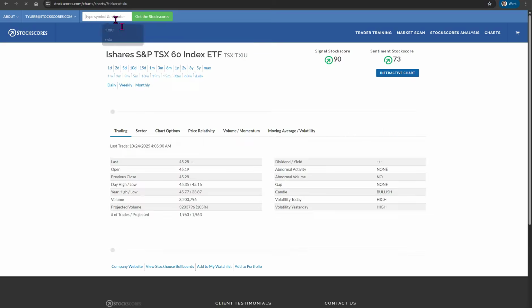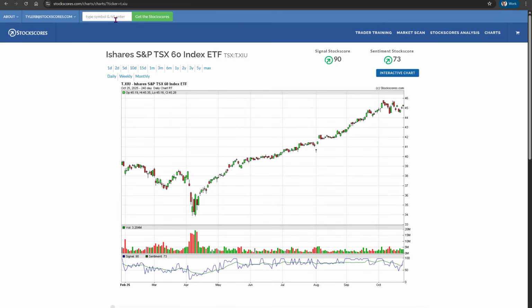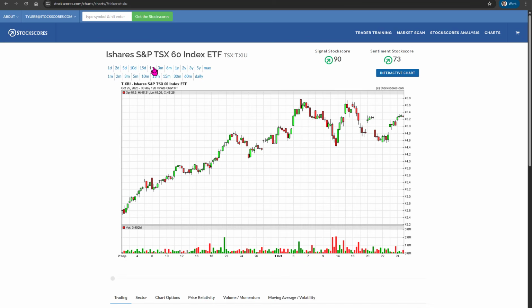Let's take a look at the TSX now. TSX has also been a little choppy through the month of October, and that's largely because of profit taking in the gold market. And so in the short term, I would say it's sort of neutral to slightly bullish. In the long term, it's still bullish.